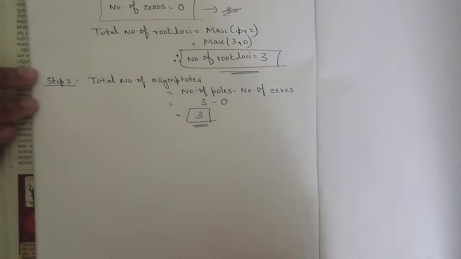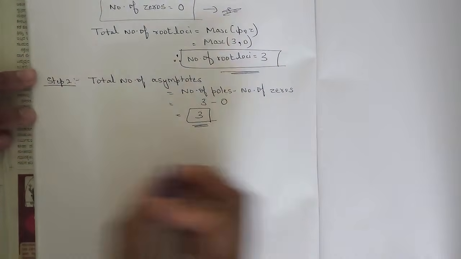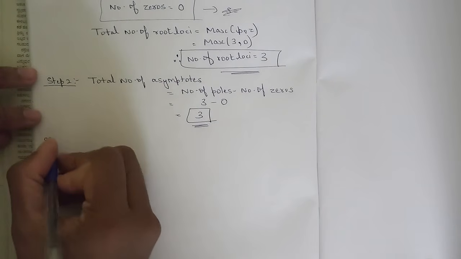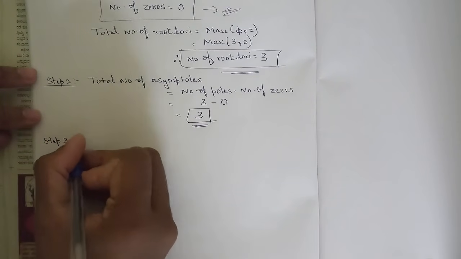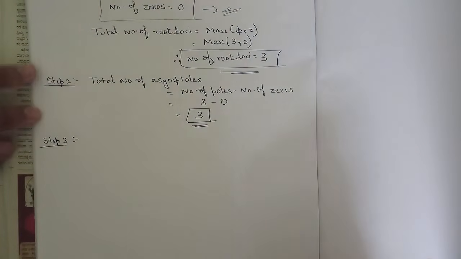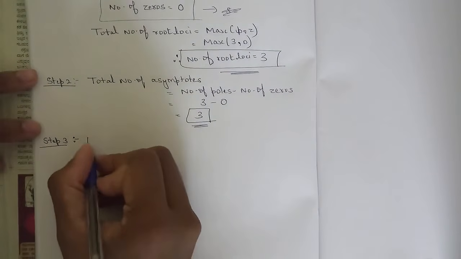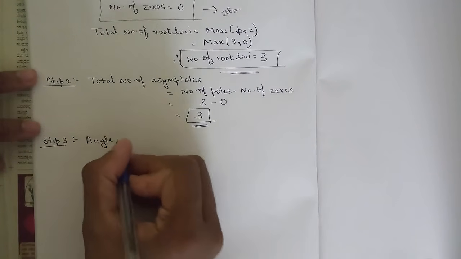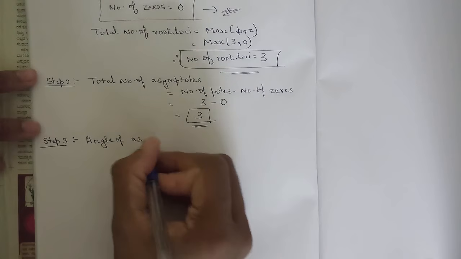We are going to draw 3 straight lines, and I have also told you, if we have 3 asymptotes, 3 straight lines, we must have 3 angles of asymptotes. So now step 3 is we need to calculate all the angles of asymptotes.